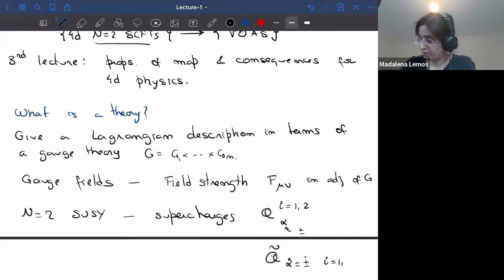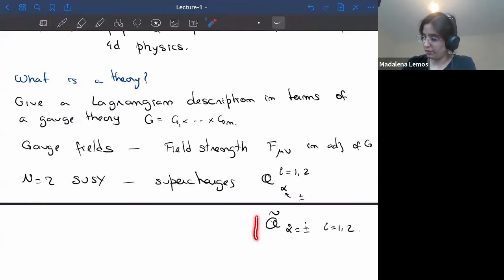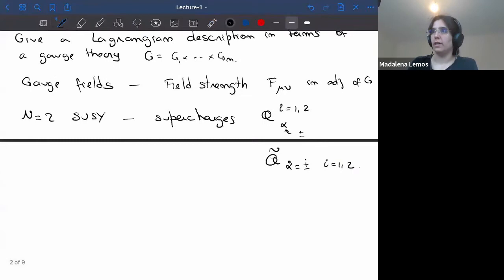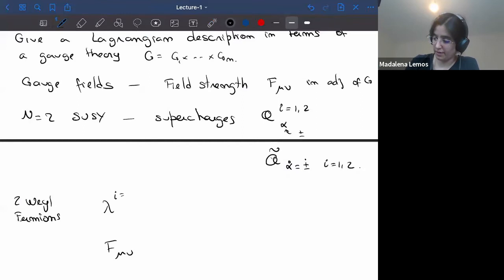These supercharges, if you're familiar with supersymmetry, take you from bosons to fermions and vice versa. So the fact that I'm demanding I have a gauge field, which means I have a field strength that's a boson, means these field strengths will come accompanied by other fields, and some will be fermionic. So what I have is the field strengths, but then I also have to have two Weyl fermions, let me call them lambda^I, and they are fermions, so they carry a spinor index. And it turns out I also have to have a complex scalar. So altogether, this is what is called the vector multiplet.